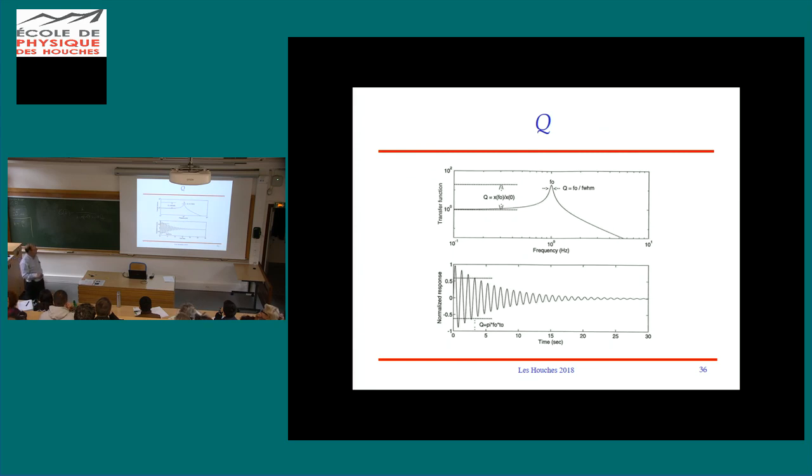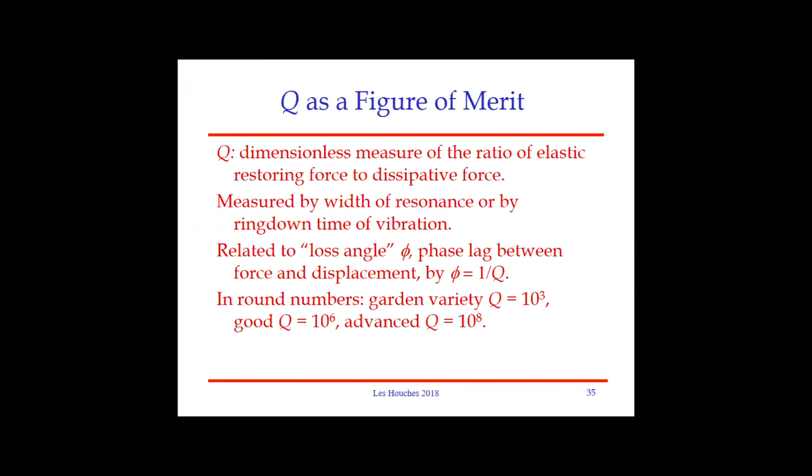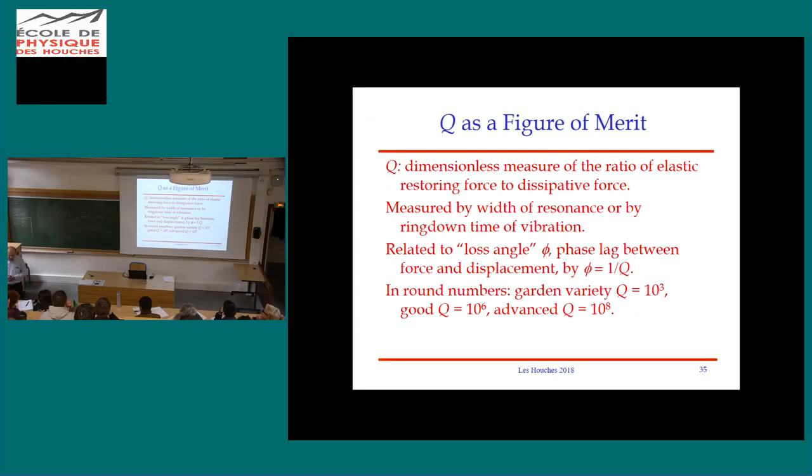Three different ways, whatever is most convenient to you. Yet another way that I should have sketched: if you drive an oscillatory system with an oscillatory input far from resonance, you will see a small phase lag. You won't see perfect phase agreement between force and displacement, and the angle in radians by which there is an offset between force and displacement is 1 over the Q. So that's yet another way.